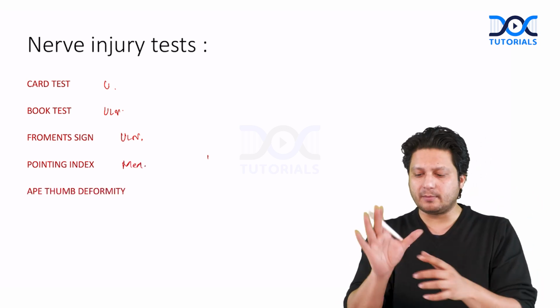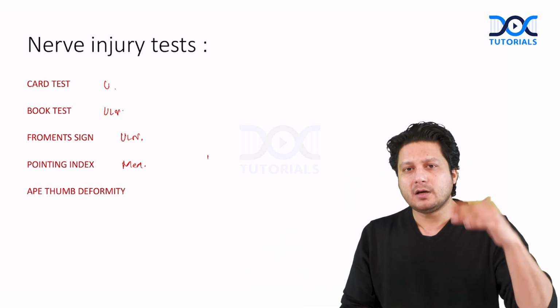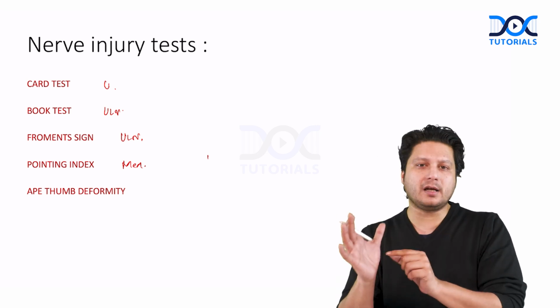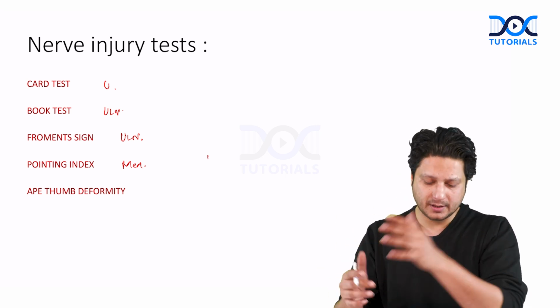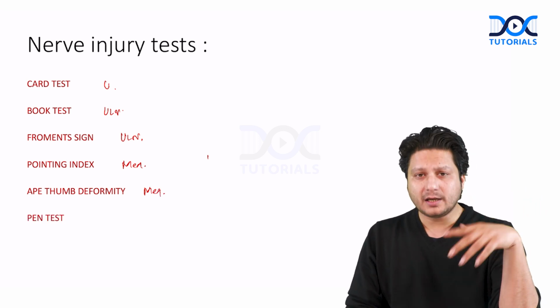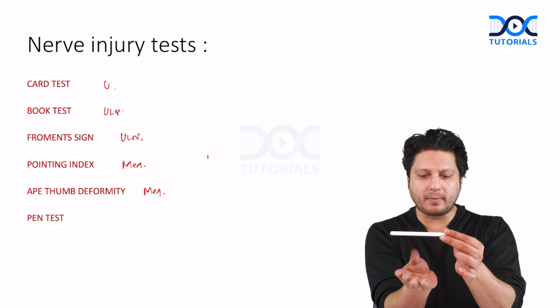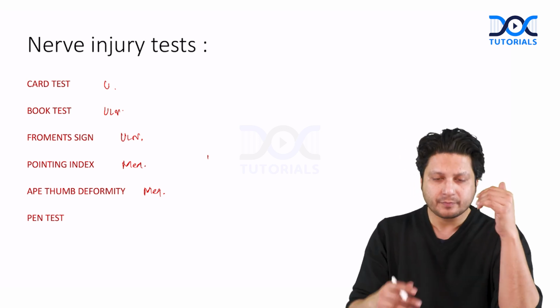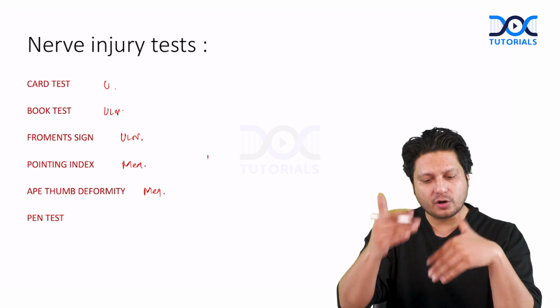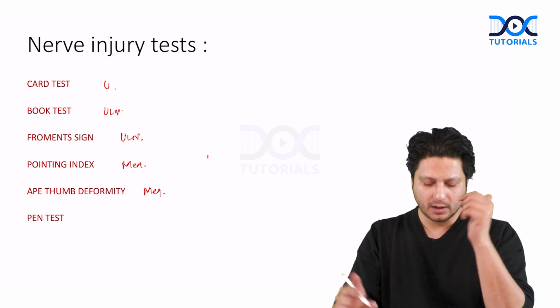Similarly, ape thumb deformity, because of the unopposed action of the adductor pollicis, when all the other muscles which are supplied by the median nerve in the thenar eminence get paralyzed, it will result in an ape thumb deformity, which is again a feature of a median nerve injury. Then pen test, when you ask a patient to touch the pen by abducting the thumb, or by bringing the abduction into action, it is again the abduction of the thumb being tested or being supplied by the median nerve, so it is a test for median nerve injury.